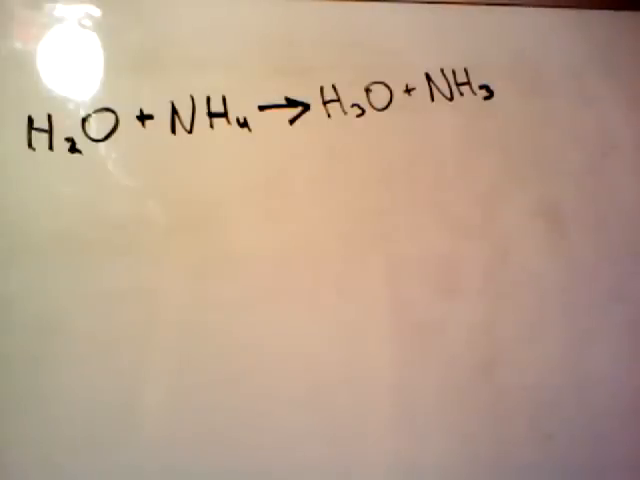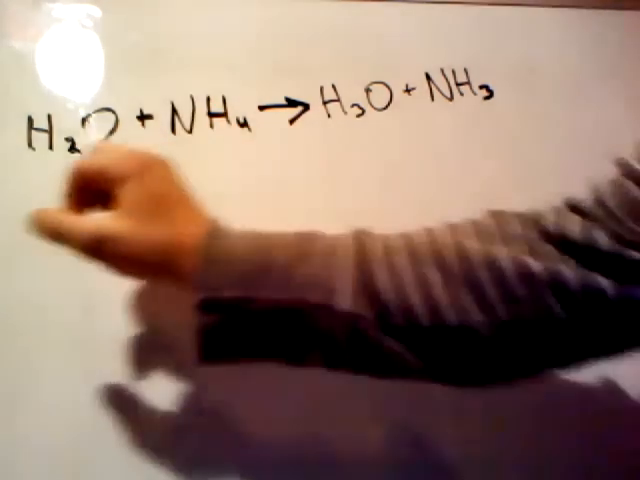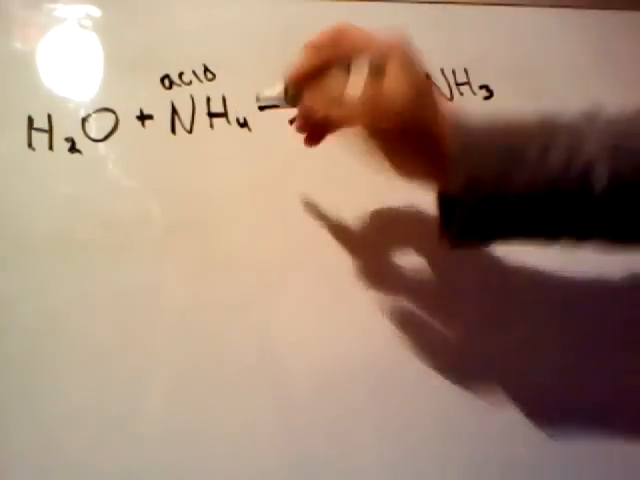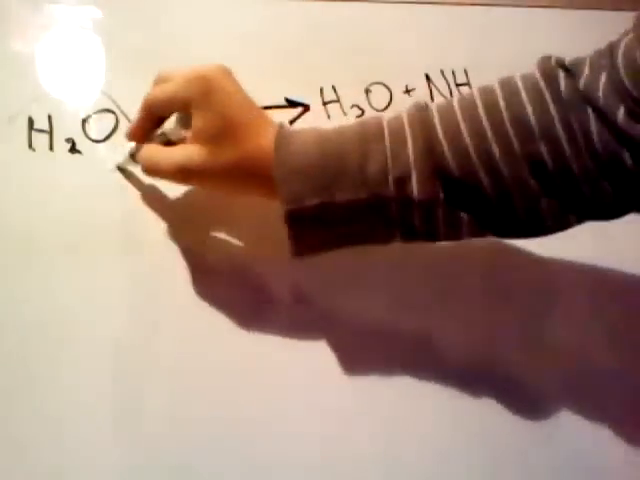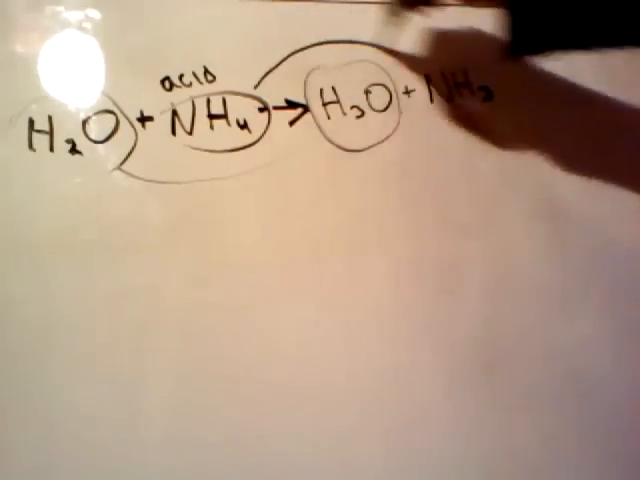Alright, so the second definition of an acid is called the Bronsted-Lowry definition. Bronsted-Lowry acids are any species that donates a proton during a proton transfer reaction. And that's just a fancy way of saying that in this reaction, I'm just going to tell you right off the bat that this is an acid. And we can kind of tell it's an acid because this is clearly related to this. This is clearly related to this.